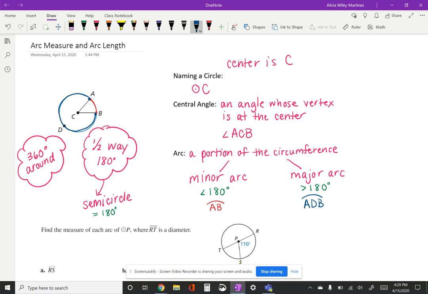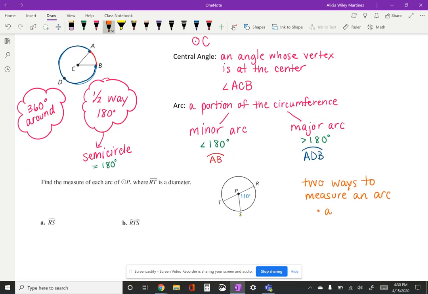Okay. Now there are two ways to measure an arc. Those two ways are to measure the angle of the arc, and there's also the length of the arc. Both are found differently, but both can be done.